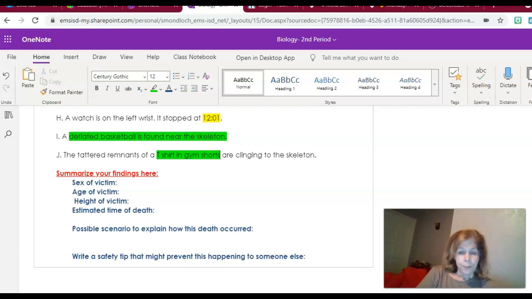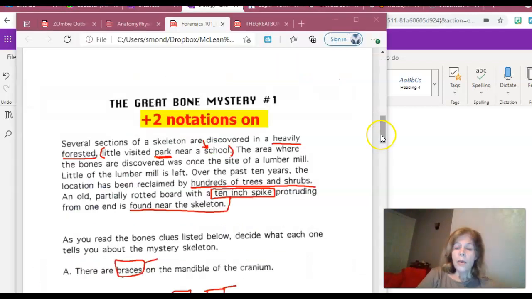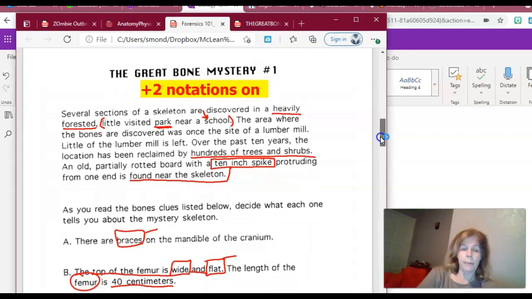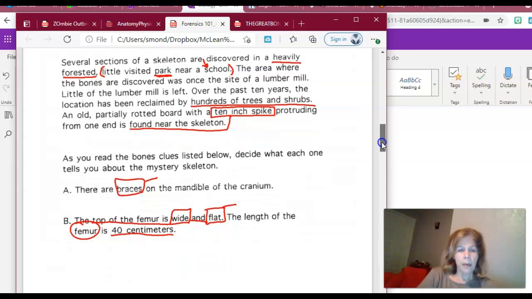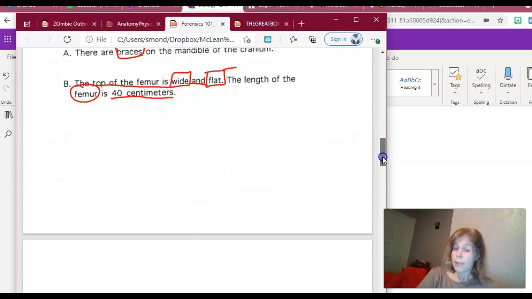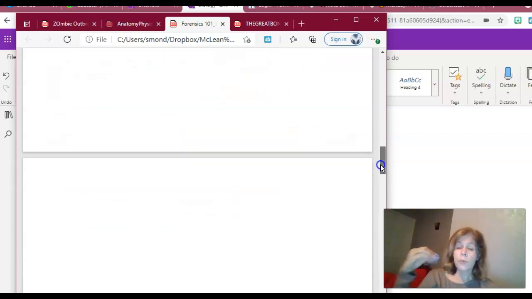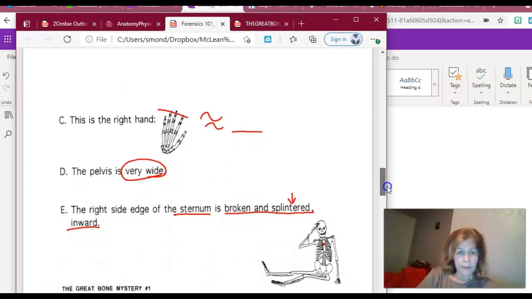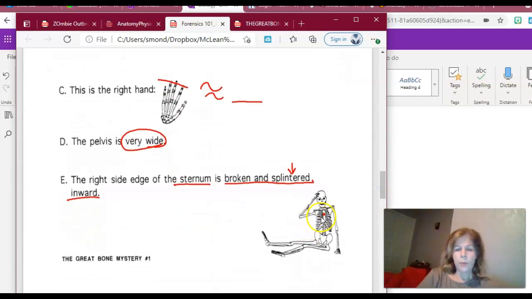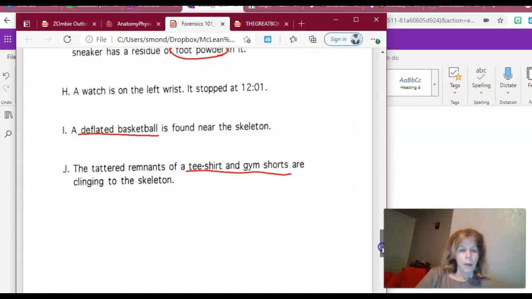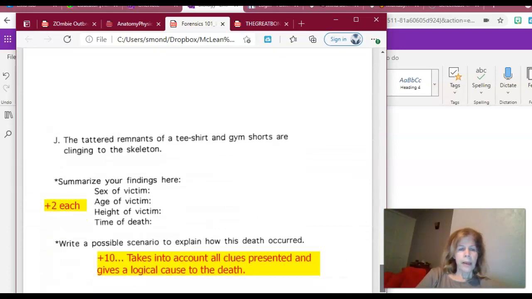Okay, so how can this be graded? So you'll get +2 for making notations. And this was one that I notated by hand before. So +2 for notating the mystery, which means you're closely reading and looking for evidence. And you can see where I marked, here's the sternum where I think this spike penetrated. And so you see how I annotated.